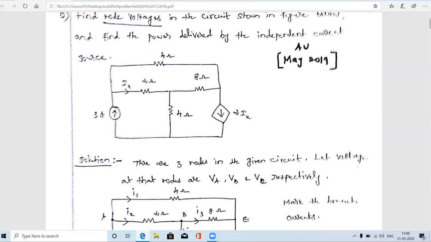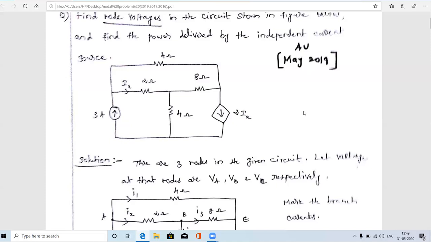So our question is the power delivered by the independent current source. We have to find it out. If you want to find the power, then power P equals V into I, the product of this current and the voltage across it at this node. So now we have to find the nodal voltage. Using the nodal voltage method, we are going to solve this problem.